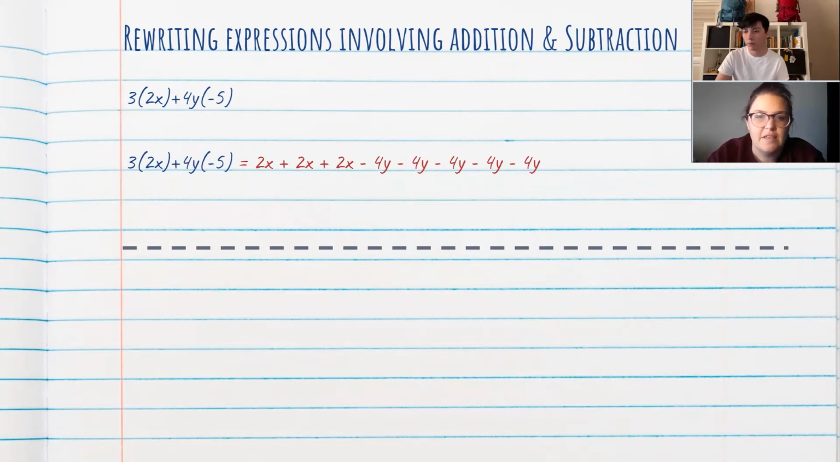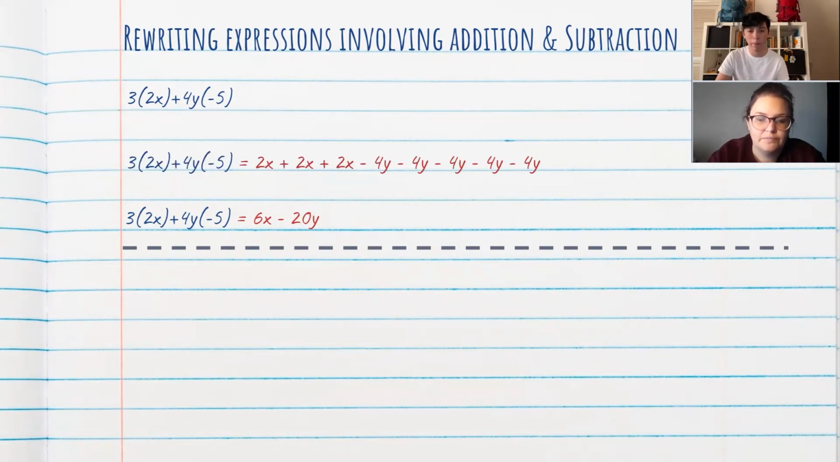When we expand it out like that, we can see each of the steps. And then we can combine our like terms. And this would be the standard form. That takes us to the standard form, which is 6x minus 20y.